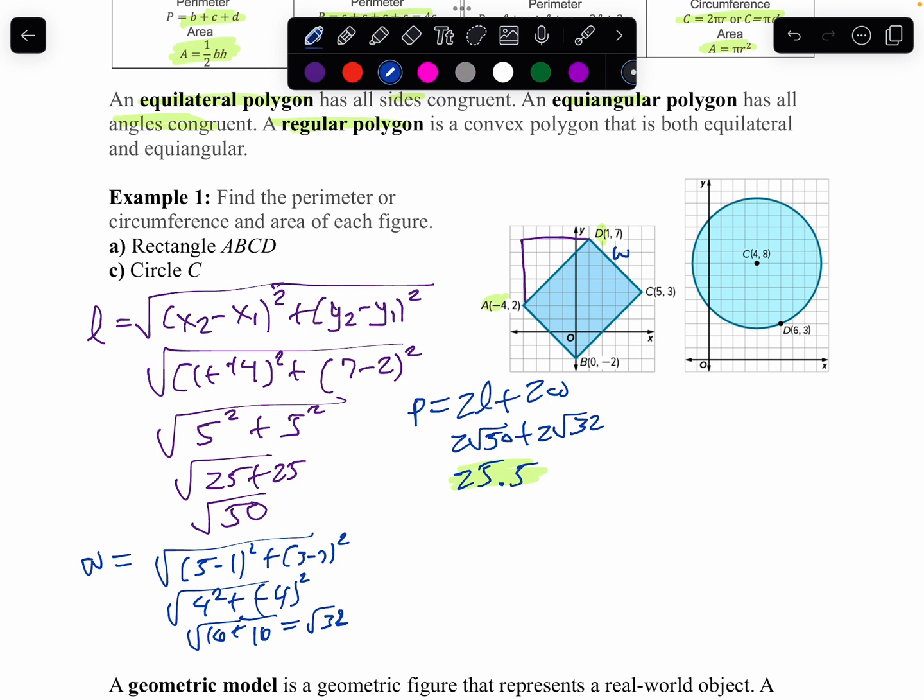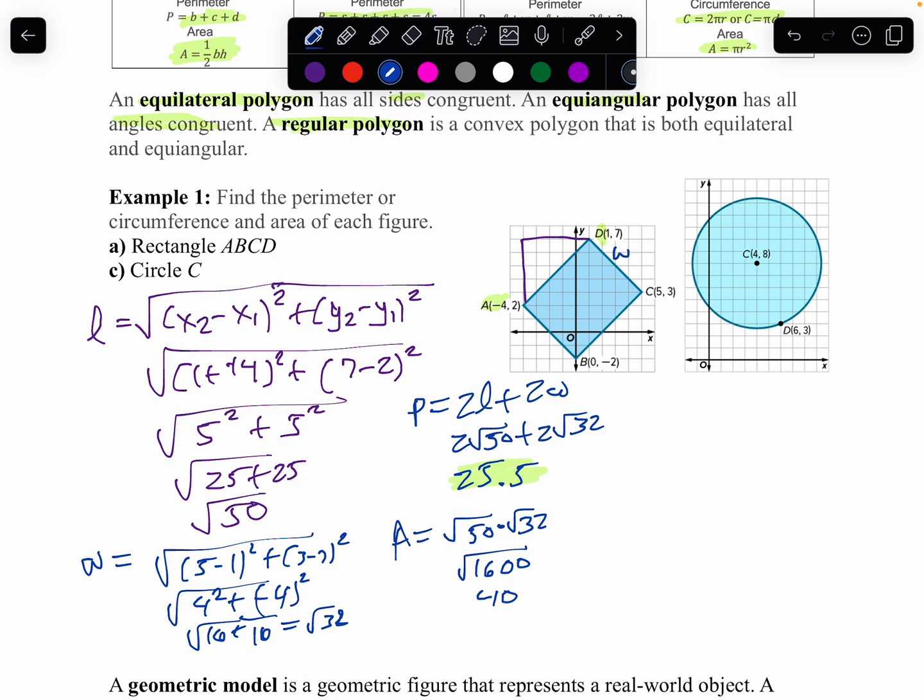Now to find the area, we just take the square root of 50 times the square root of 32. And the square root of 50 times the square root of 32 on your calculator gives us the square root of 1600, which is 40. And there's our answer.